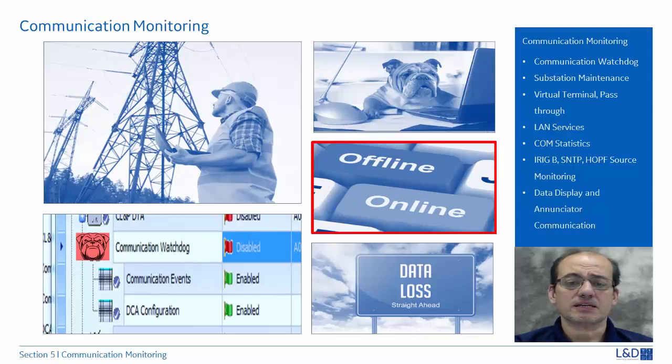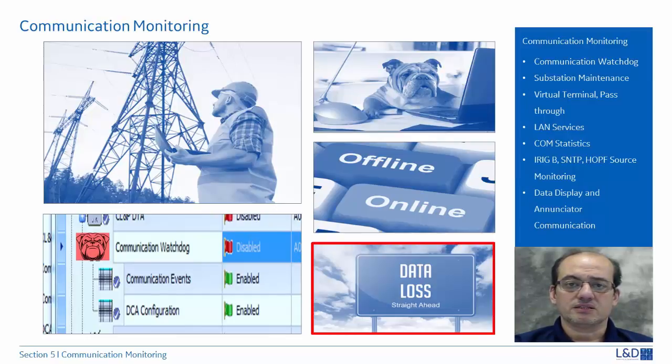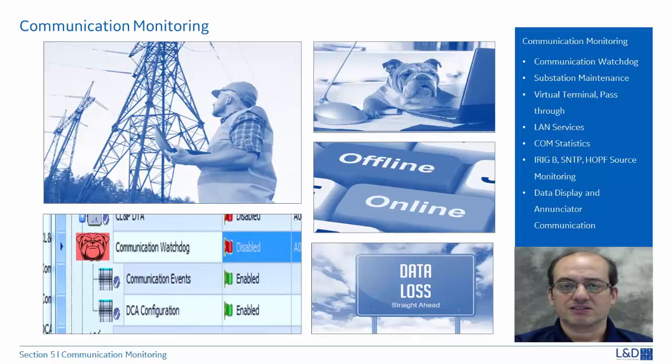LAN services applications, communication statistics in order to measure how much loss of messages took place. Of course, the time protocols, which include the IRIG-B, the HOP, the SNTP time, and finally the data display applications, which sit in a bay or in a D20 chassis and basically display the data using an interactive touch screen. These are some of the communication monitoring applications that are available for the field services.